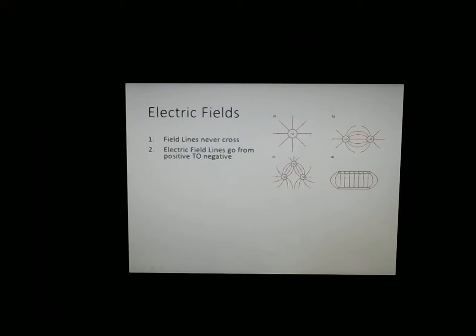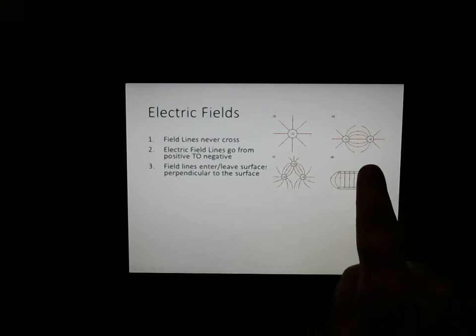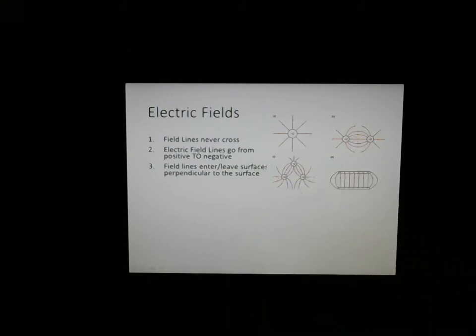Field lines must enter or leave the surface perpendicular to the surface, which is why here you can see that they're at right angles to these flat surfaces. But here on the curved objects, and we generally think of protons and electrons as being just round balls in this sense, they are leaving perpendicular to the surface. And this is the most important one, I feel.